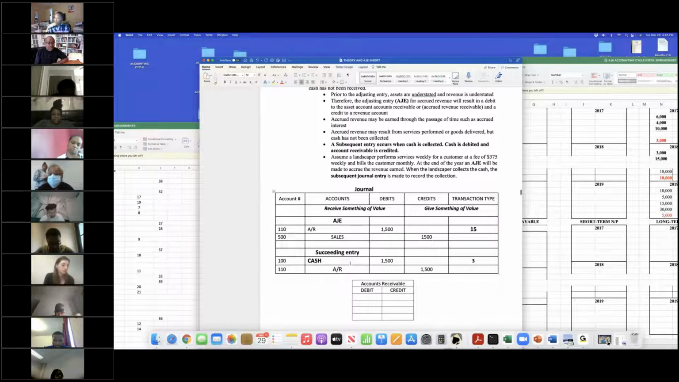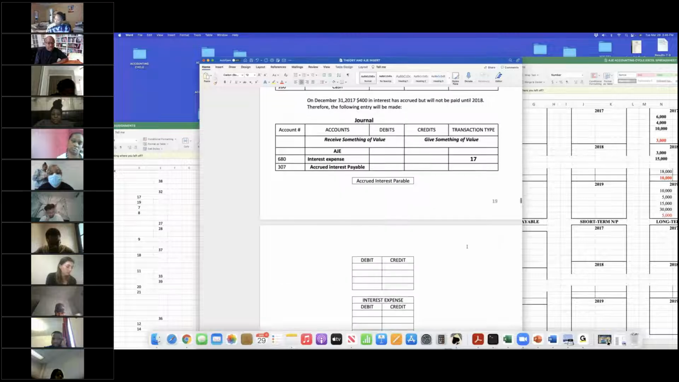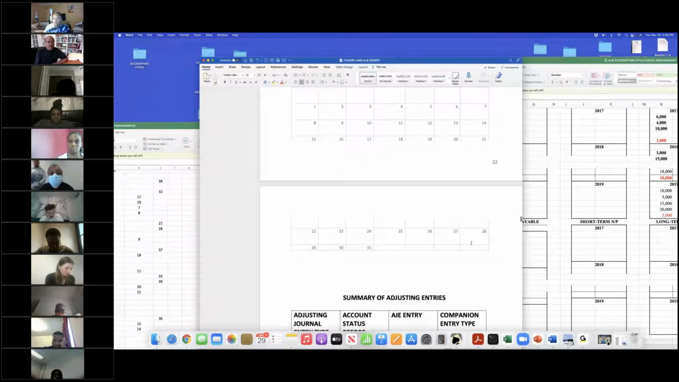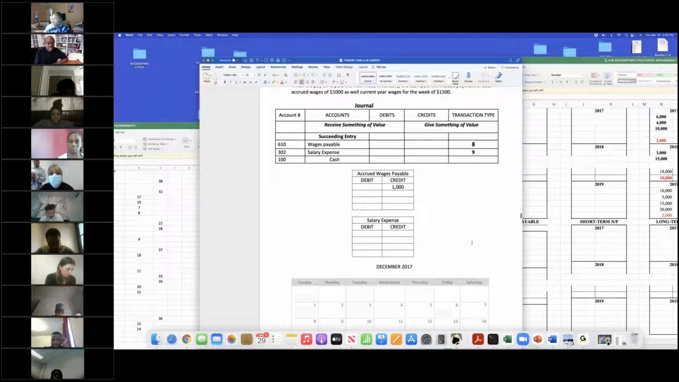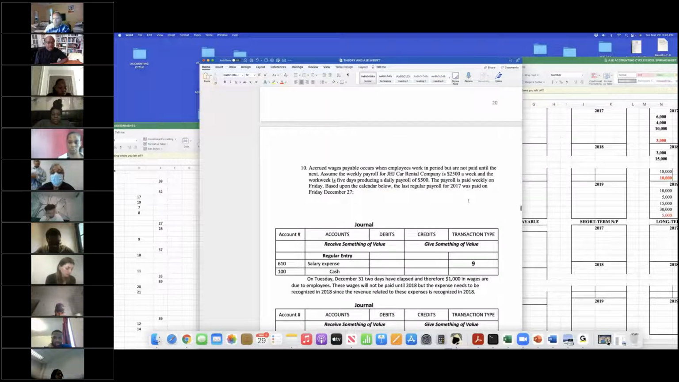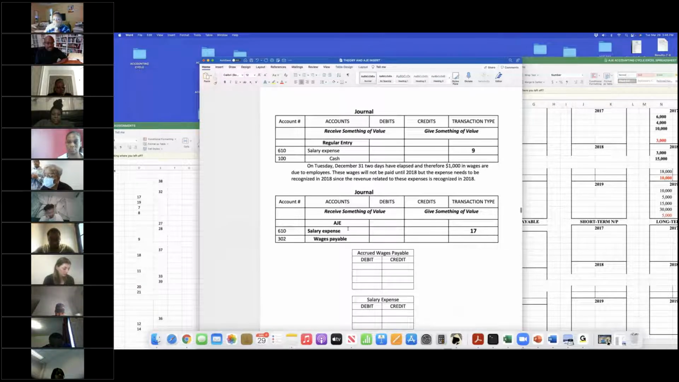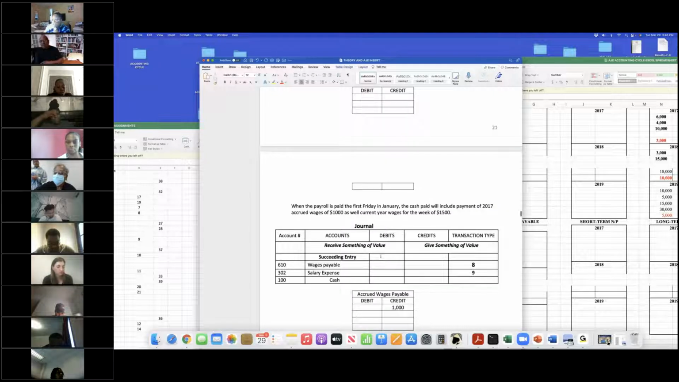So it can be interest or whatever. Then we've got to pay that payroll. Sometimes people work and they're not paid, so this is working the opposite way. If they work and they haven't been paid at the end of the year, we're going to debit salary expense and credit wages payable. Then we pay them. But we'll cover that next time. We'll review it and come back to it.